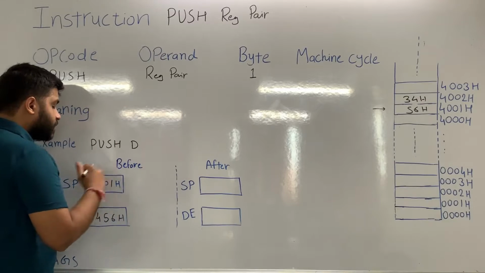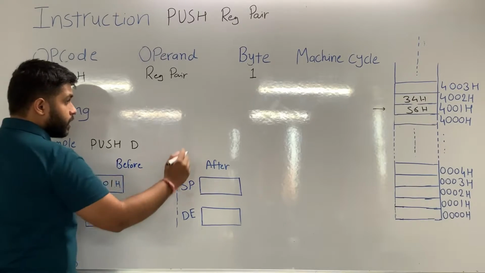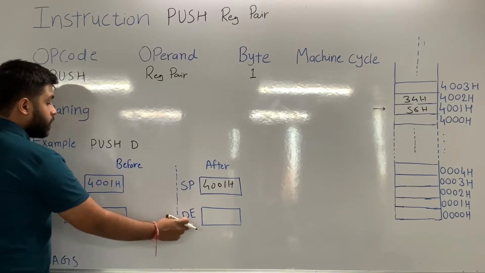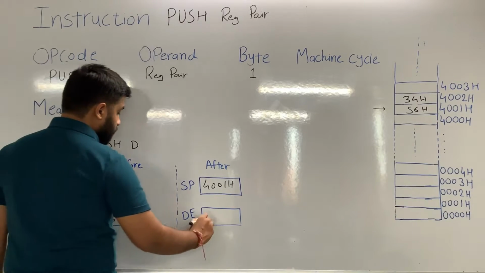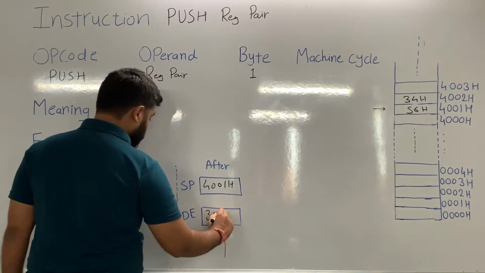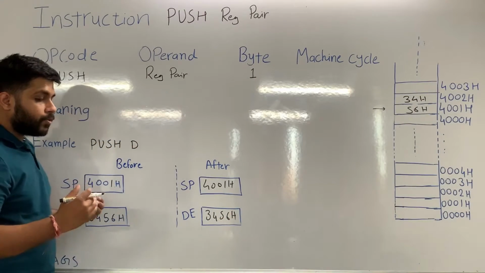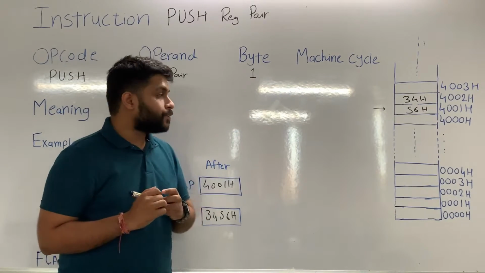So after the execution, what will be the content of stack pointer? Stack pointer is pointing to 4001H. And what is the content of DE pair? So data is always copied and pasted. So the content of DE pair is 3456H. So using the push instruction, we have stored the data of the register pair in the stack.